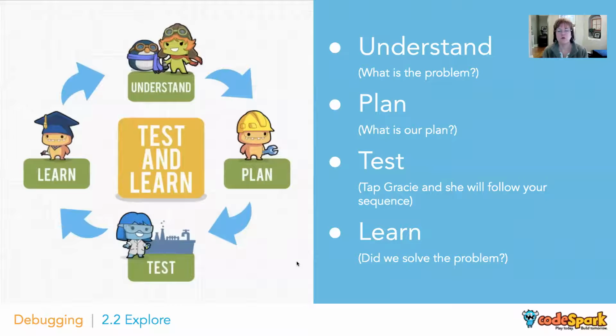So we are going to go to CodeSpark. And remember, when you are coding on CodeSpark, you need to test and learn. You start by understanding. You look and say, what's happening here? What do I need to do? What does Gracie need to do? Then I need to make a plan. I test my plan, and then I learn from it. Did it work? If it didn't work, then I need to try something different.